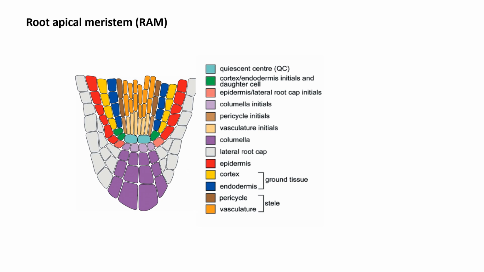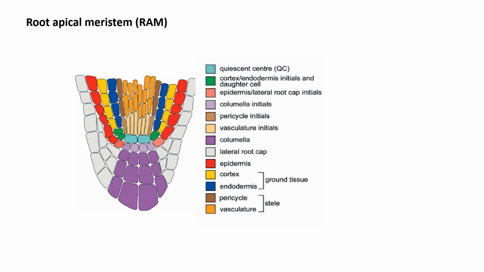The ground tissue precursor undergoes a periclinal division to distinguish cortical cells on the outer side and endodermal cells on the inner side. Whereas the vascular or procambial initials divide periclinally to distinguish pericycle initials or pericycle cells on the outer side and the vascular initials or vascular cells on the inner side.